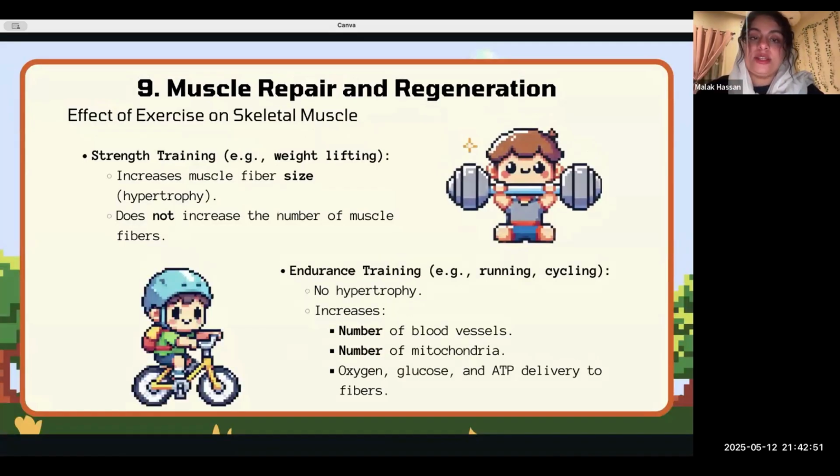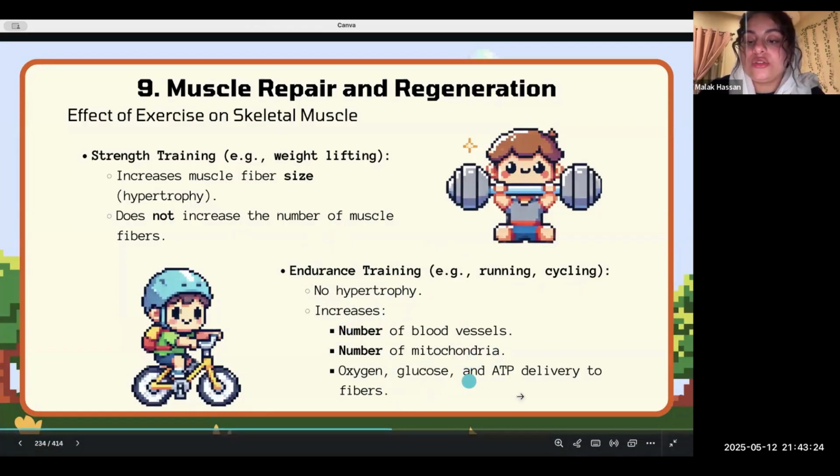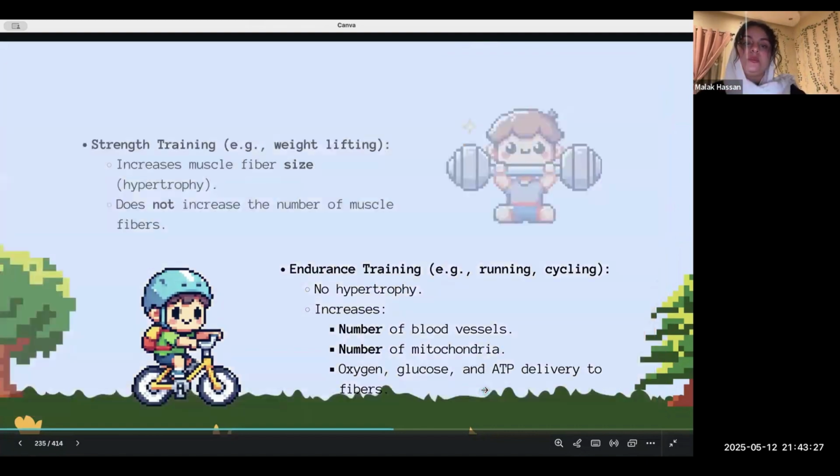Now, what are the effects of exercise on skeletal muscle? This is kind of a clinical application. Strength training, like weightlifting, increases the muscle fiber size, and this is called hypertrophy. Think of bodybuilders trying to make their muscles bigger. The muscle fibers get bigger in size, but it does not increase the number of muscle fibers. However, endurance training like running and cycling doesn't cause hypertrophy, but it does cause an increased number of blood vessels, increased number of mitochondria, and increased oxygen, glucose, and ATP delivery to fibers.